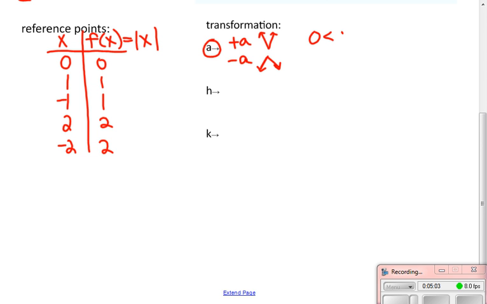If A is that fraction between 1 and 0, we have a slow rate of growth compared to our parent. If A is something greater than 1, it's going to grow more quickly. It's going to be steeper.